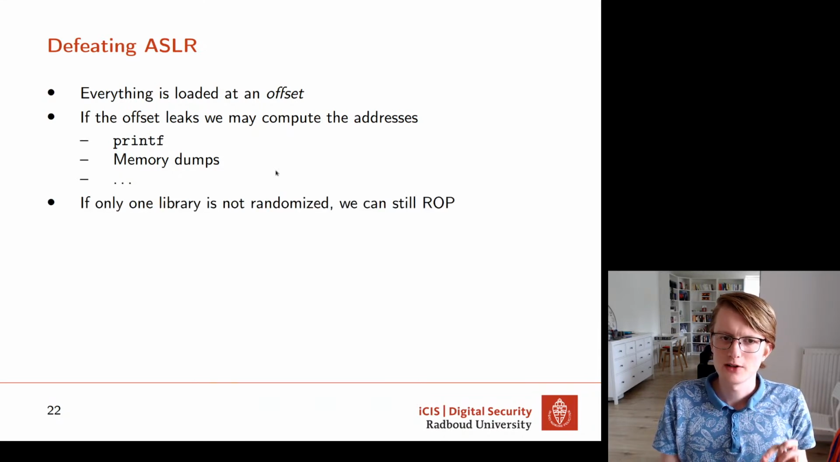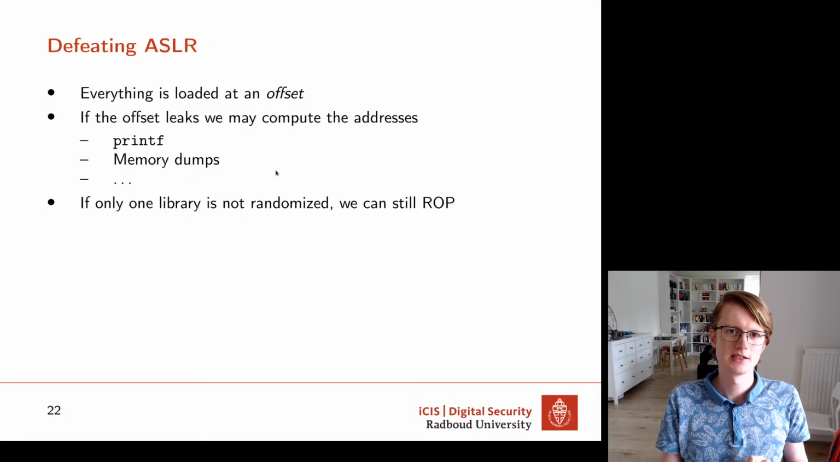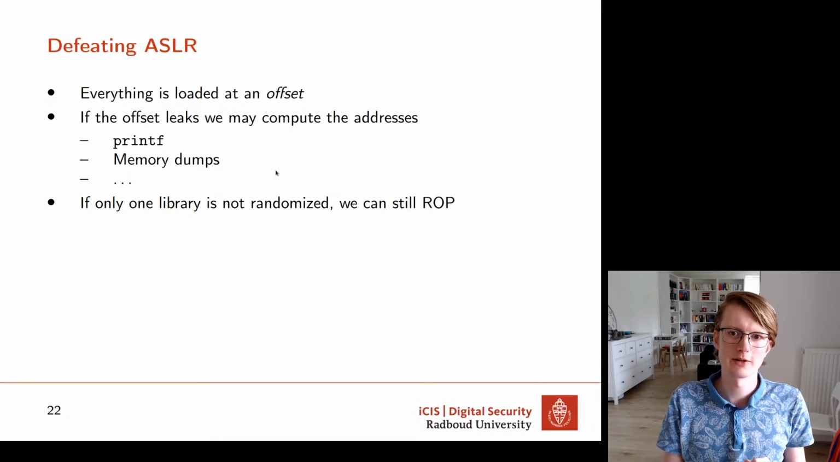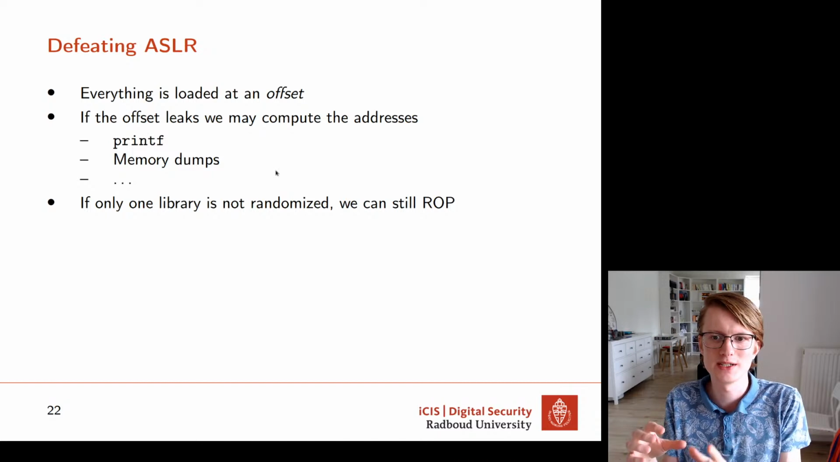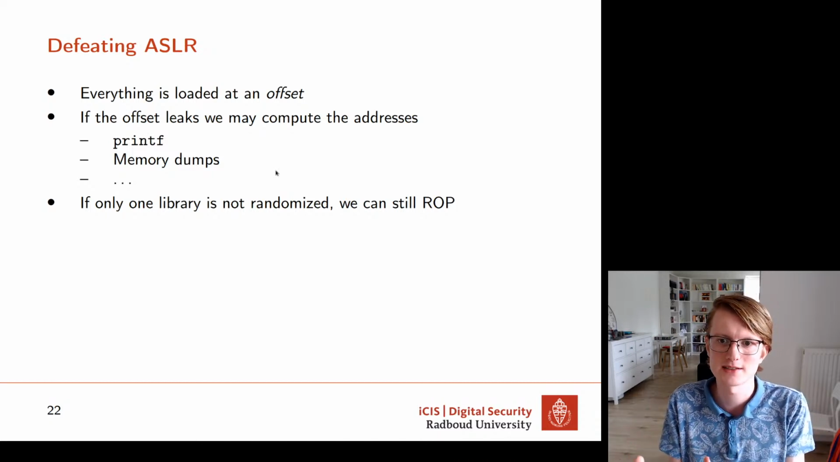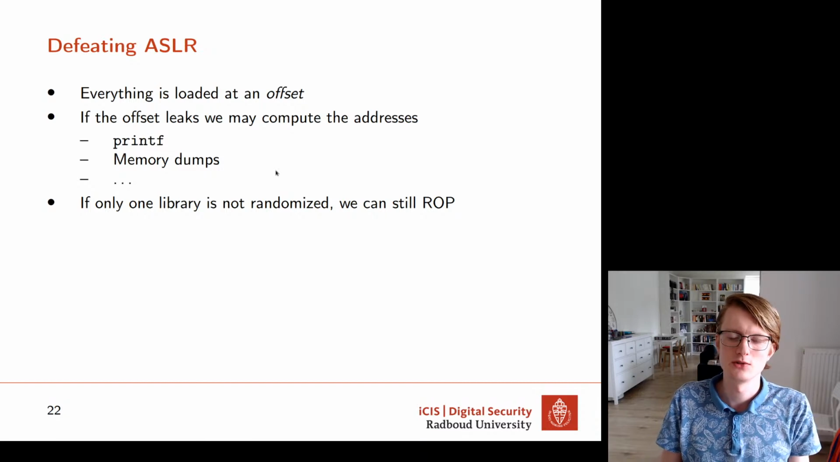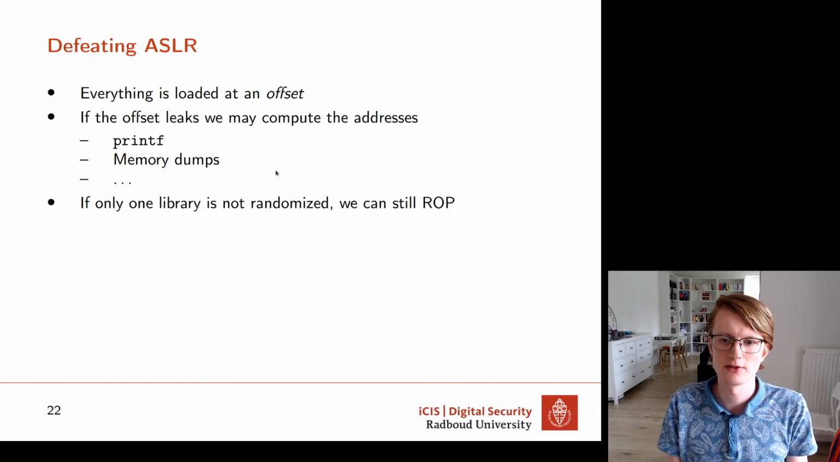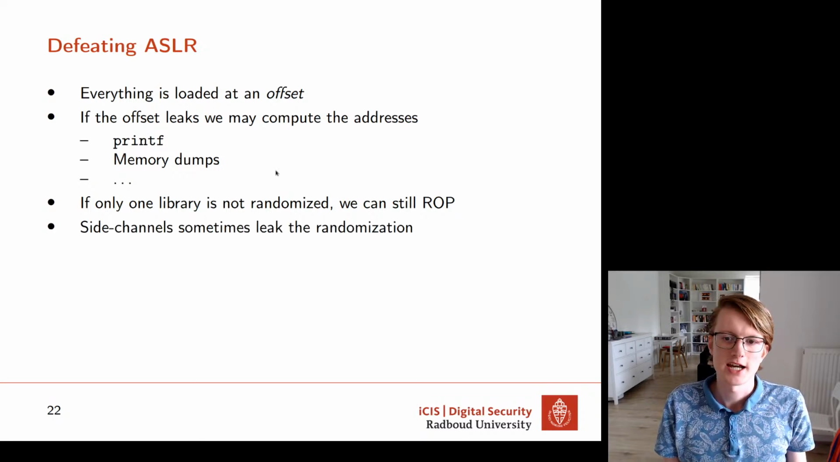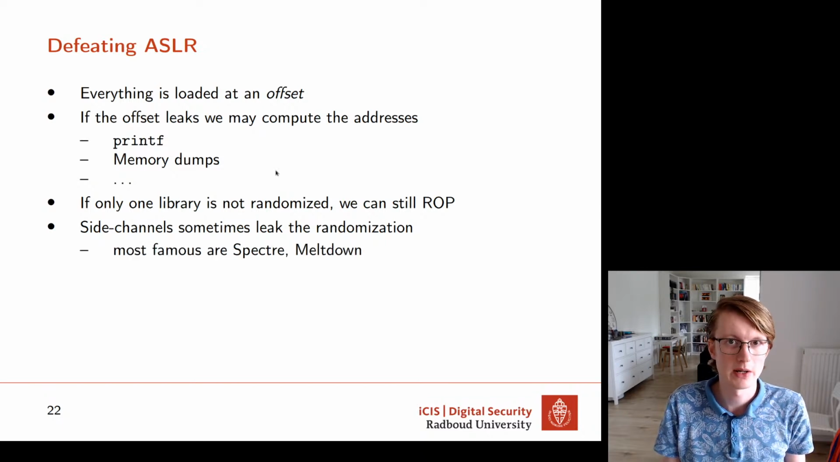Another problem is that if just one library is not randomized, you can still use return-oriented programming, because that library, by its own design, is expected to be in a fixed place, and we can use that fixed place to jump into it to do ROP. So you need to be very careful that all of the libraries are randomized, and it used to be for a long time that some libraries were not, and then you're still in heaps of trouble. Side channel attacks are also often used to leak the randomization. The most famous ones are Spectre and Meltdown.